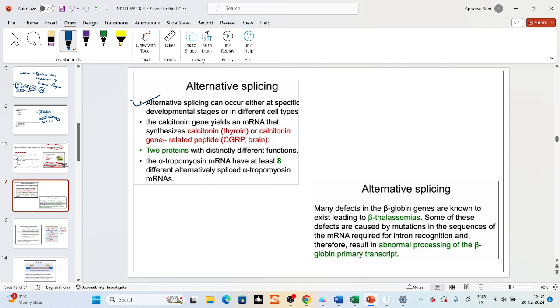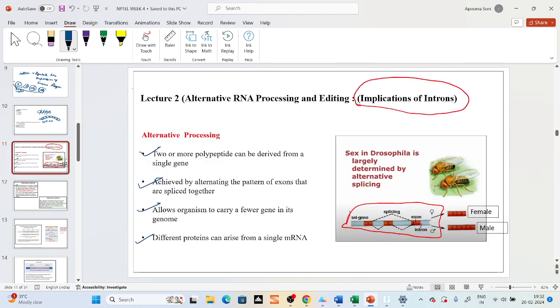What does it mean? That alternative splicing can be needed in different cell types, just like we have studied by taking the example of liver, lung and eyes, how different splicing may generate different exons, which are needed in different cells, or at specific developmental stages, just like we saw in this example, that in the embryonic stage this kind of splicing is needed to decide the sex of the Drosophila.